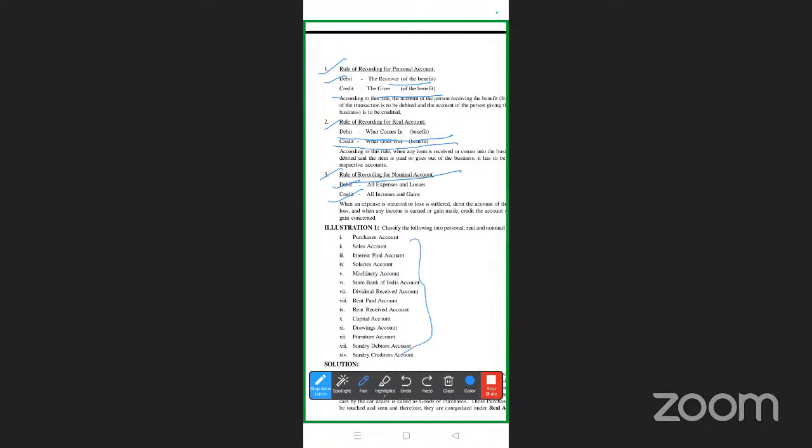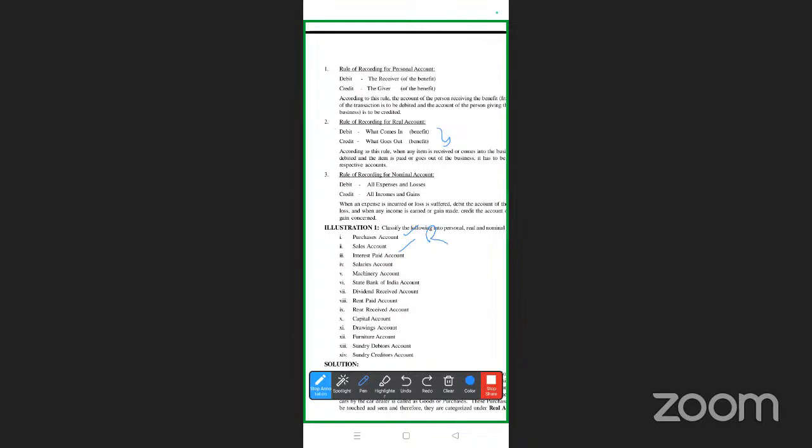Now classify the following into personal, real and nominal. So here, purchases. Purchase means we are purchasing something. Is it personal, real or nominal? We will purchase goods, something we can touch and see. It comes under real account. Even sales. Sales also means we are selling some goods or some item which we can touch and see. That also comes under real account.